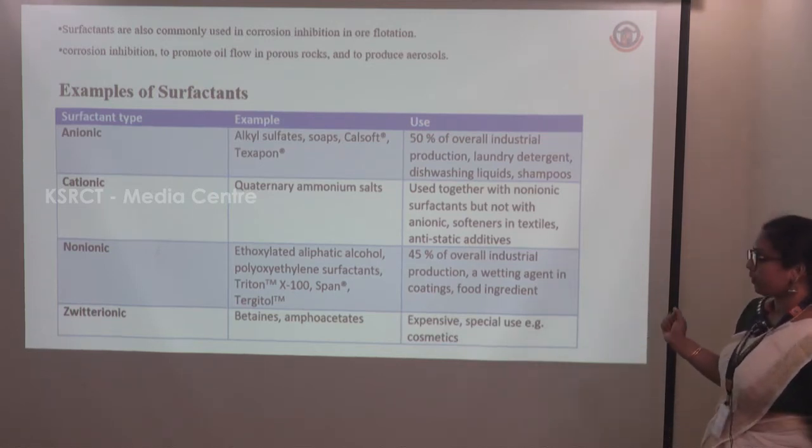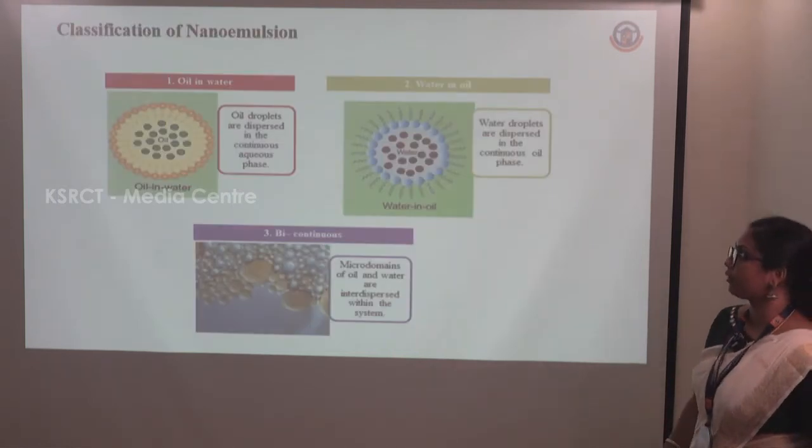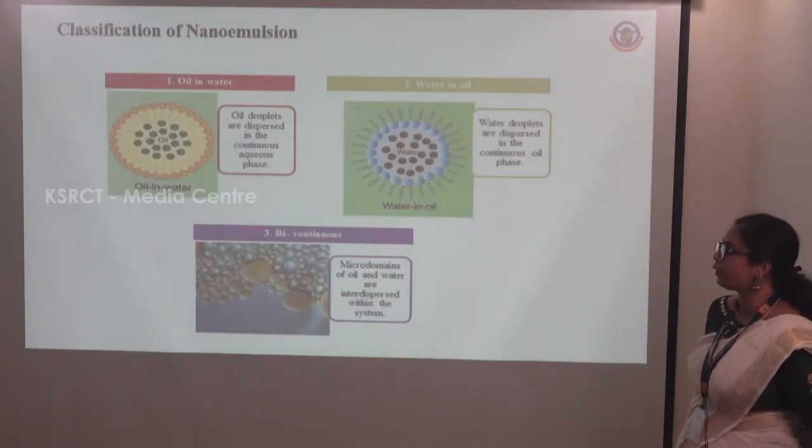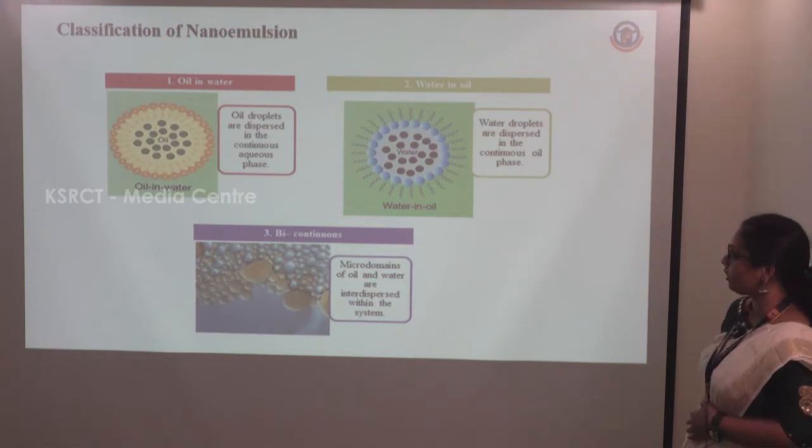Okay, so next is the classification of nanoemulsions. Nanoemulsions are mostly classified into 3 types: oil in water, water in oil, and bicontinuous.